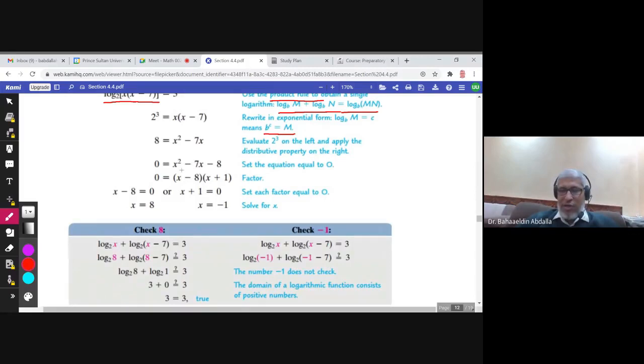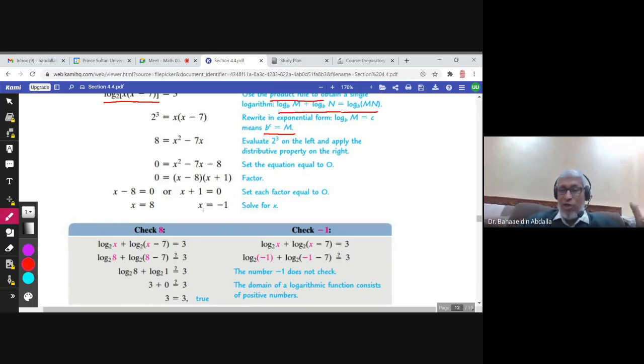Try by factoring, x times x. You search for two numbers. Their product is -8 and their sum is -7. The numbers are -8 and 1. -8 times 1 is -8. -8 plus 1 is -7. So this is the factored form. So either x minus 8 is 0 or x plus 1 is 0, which means x equals 8 or x equals -1. Let us check our two solutions.